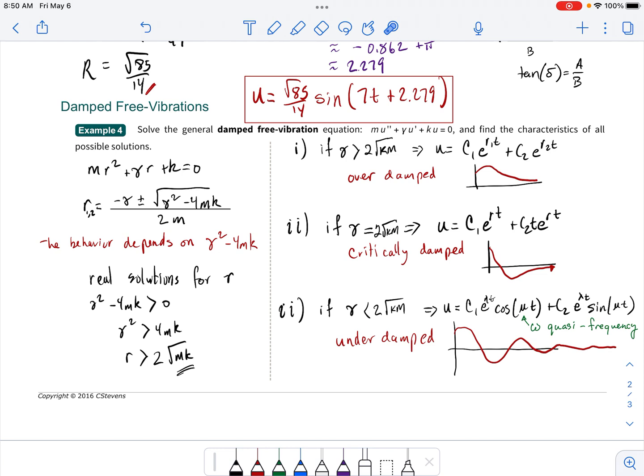mechanical vibration. And next week we'll take a look at what happens if we actually supply an external force and make this a non-homogeneous equation.